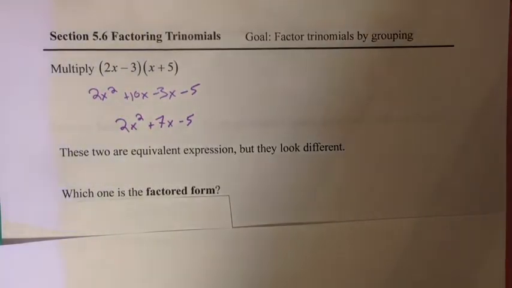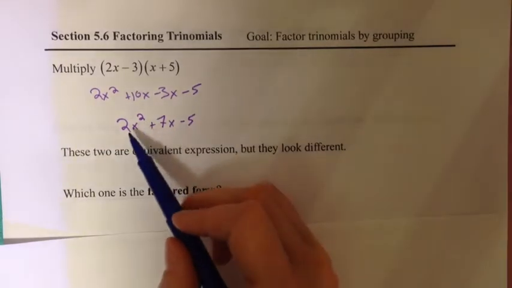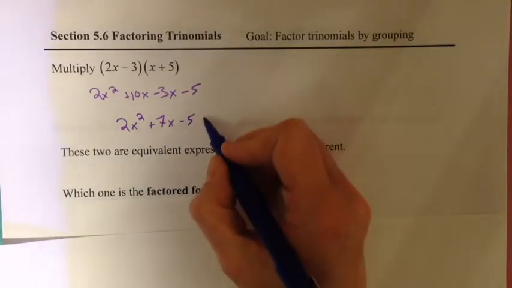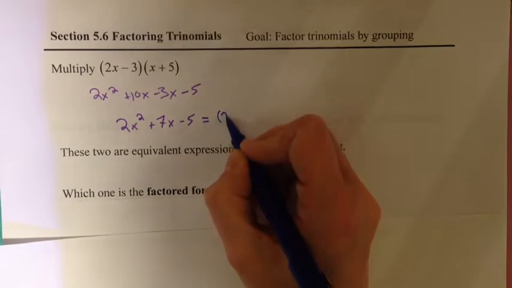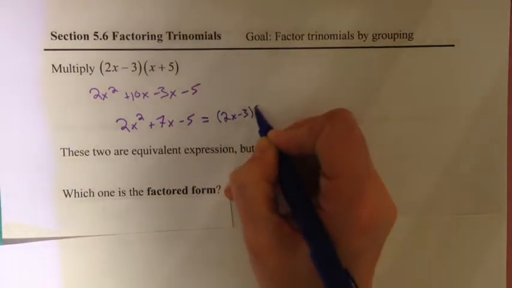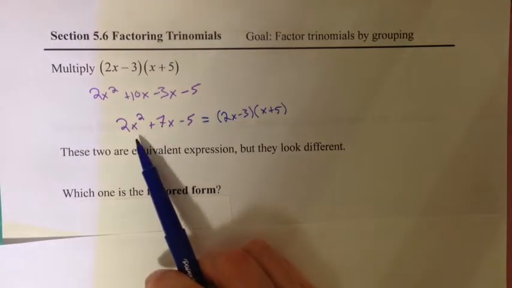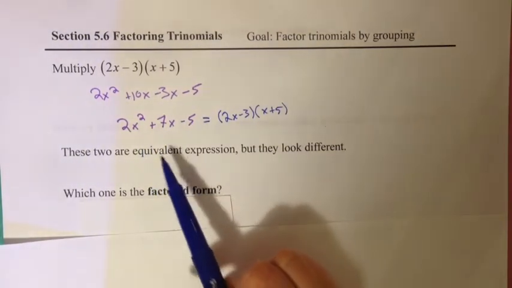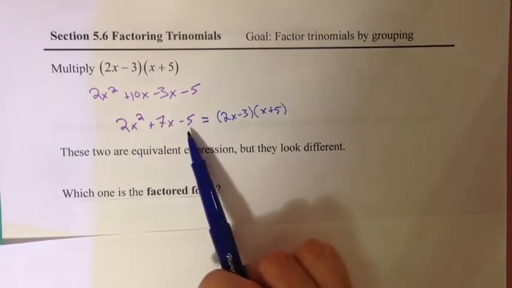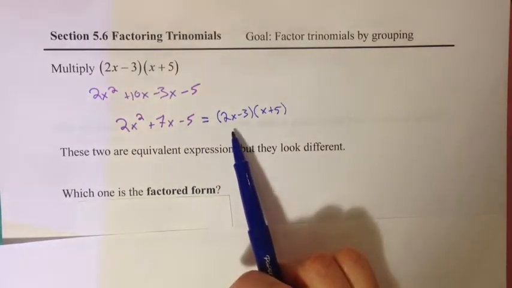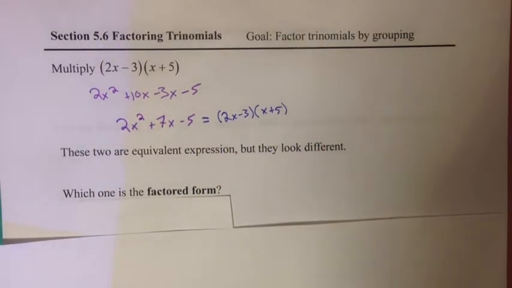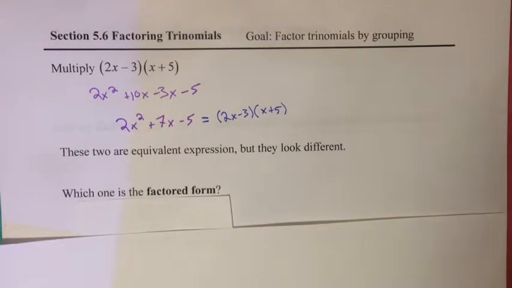Now, these two are equivalent expressions. 2x squared plus 7x minus 5 is the same thing as 2x minus 3 multiplied by x plus 5. If you plug in a 2 or a 7 or a negative 35 into x over on this side, you'll get the same thing as if you plugged it in over on this side. These two expressions mean the same thing. They just look a little bit different. So which one do you think is the factored form?